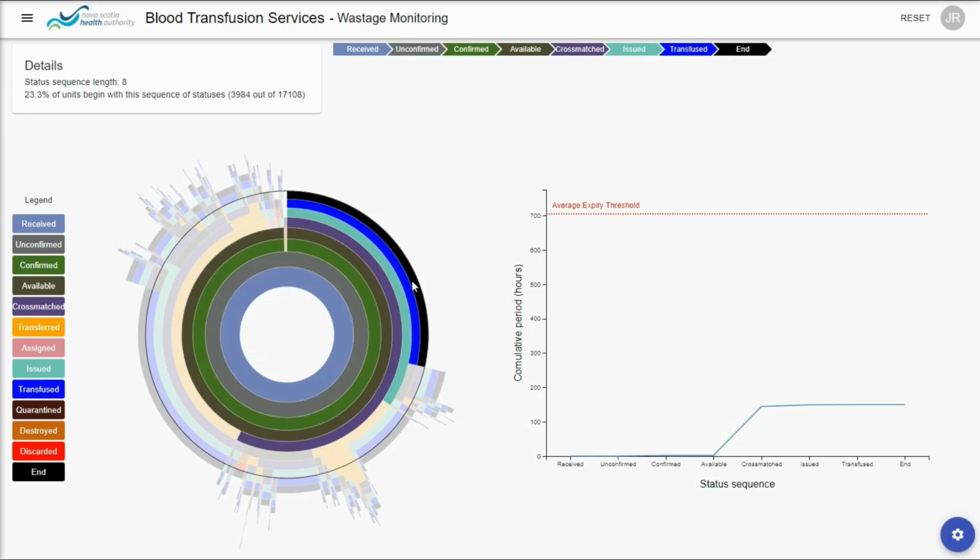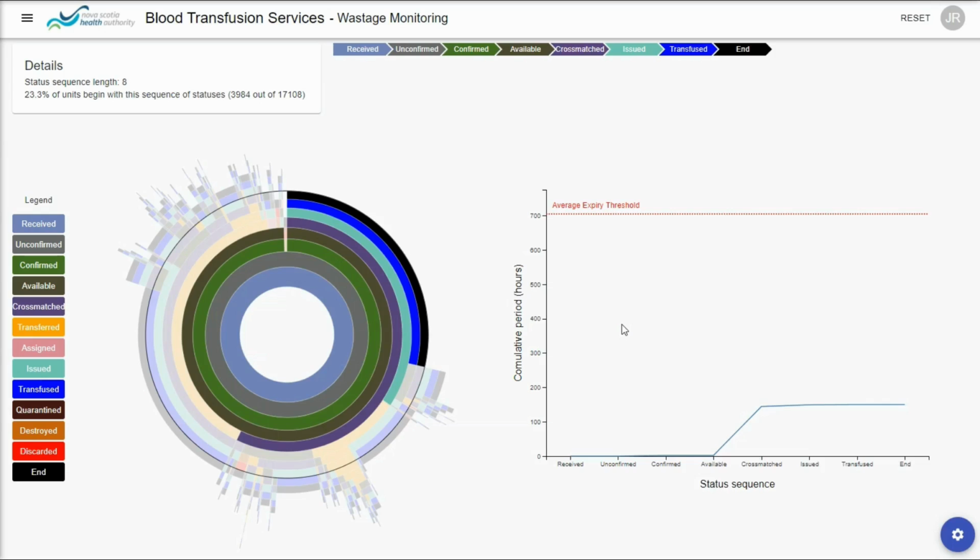The other modules on the screen are updated upon the interaction with the sunburst. This module shows the statistical detail about the highlighted subsequence. This one shows the corresponding sequence breadcrumb, and this line chart shows time duration for each transition step in a cumulative format and compares the trend with the average expiry time.